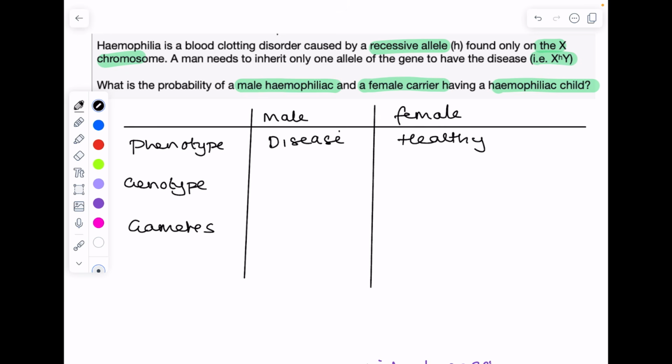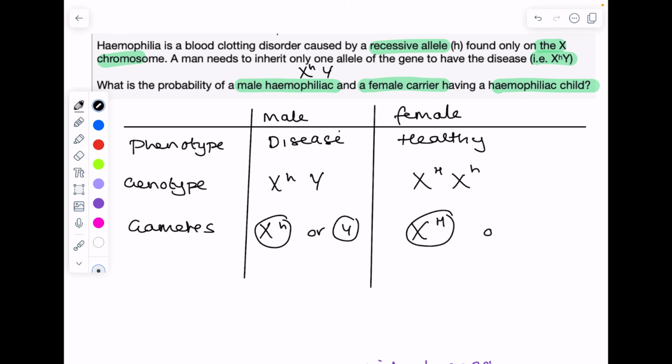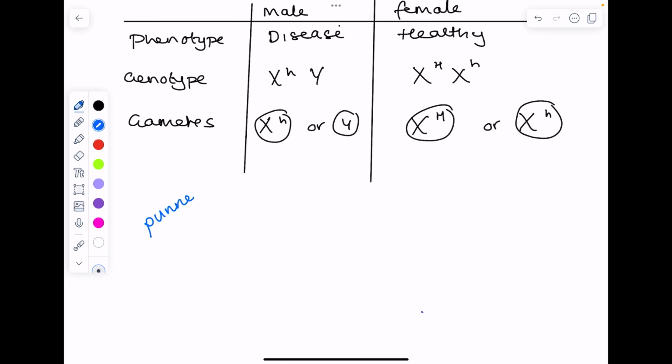The genotype, so here are the sex chromosomes for the man. We know that he's a haemophiliac, which means he must have that lowercase h in order to have the disease. Remember that allele will only be located on the X chromosome. The female, we've been told, is a carrier. There are her female sex chromosomes. For her to be a carrier, she'll need that genotype. So we've done all the hard work. Let's do the Punnett square now.